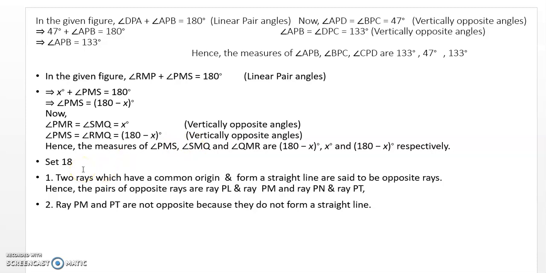Now come to Set 18. I have explained to you the meaning of opposite rays. The first one says: name the pairs of opposite rays in the figure alongside. What is the meaning of opposite rays? Rays which have a common origin and form a straight line are said to be opposite rays. The pairs of opposite rays will be PL and PM, because the common point is P and they form a straight line, and then PT and PN. The second question asks: are rays PM and PT opposite? No, they are not opposite because they do not form a straight line.